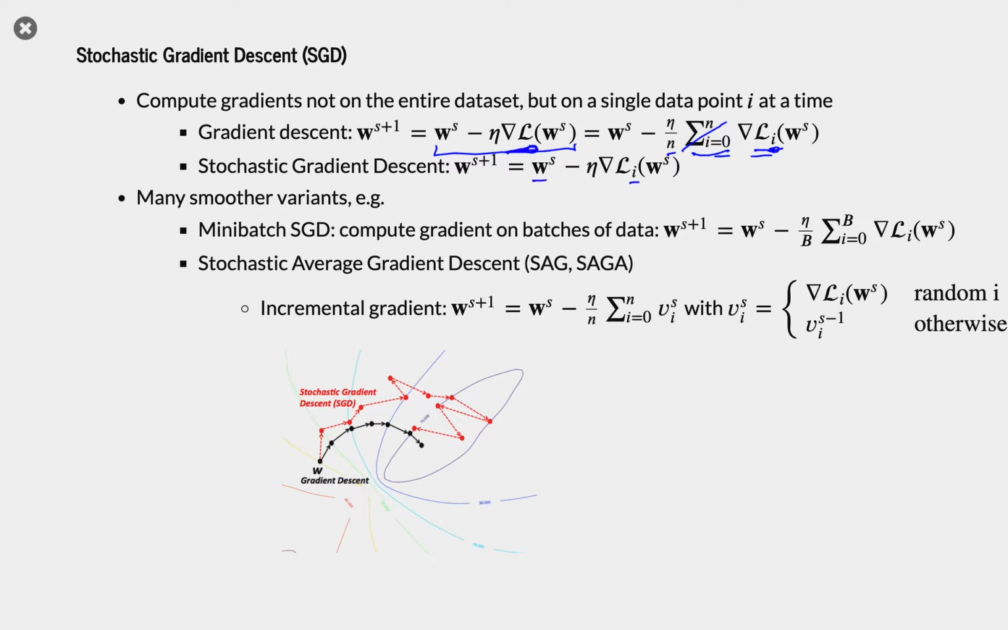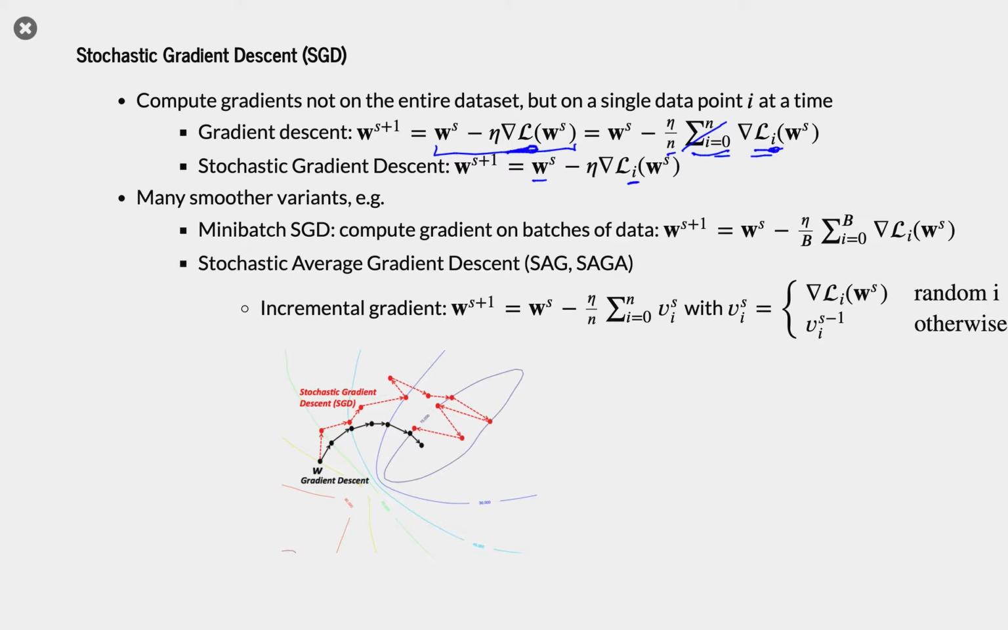Now, in stochastic gradient descent, we basically remove this sum, and we base our update of our weights only on the current point we're looking at. So every time we look at one point, we compute the loss and the gradient for this one point, and then we update the weights. Now, this gradient will of course be noisy because it's based on a single point.